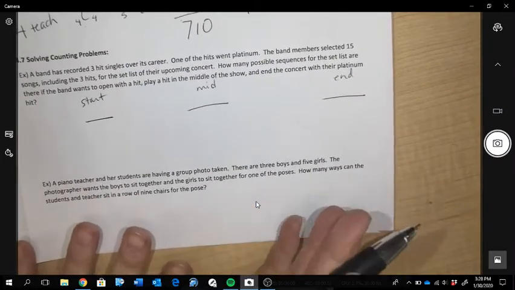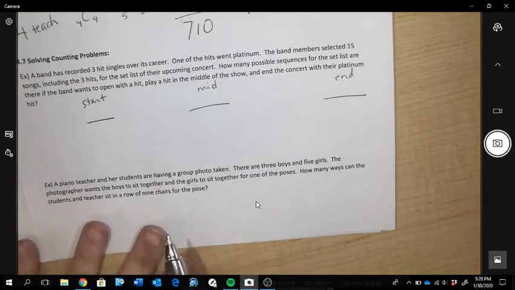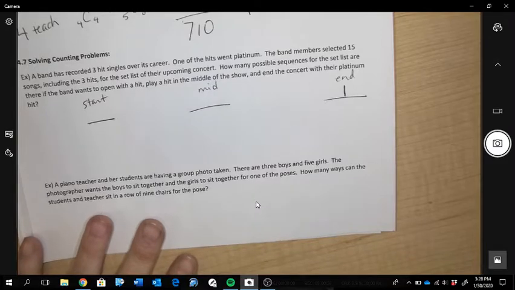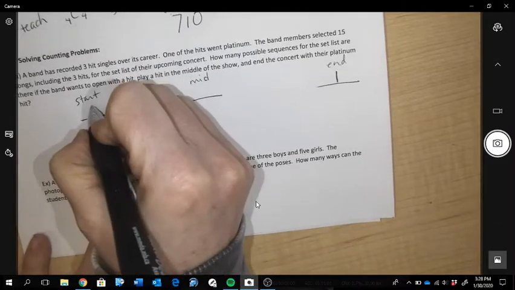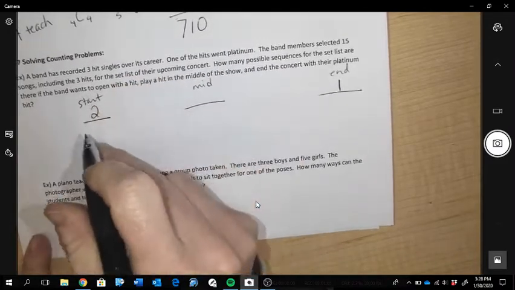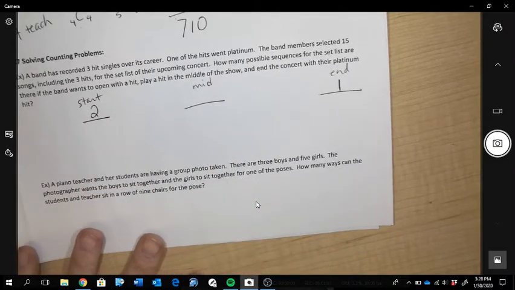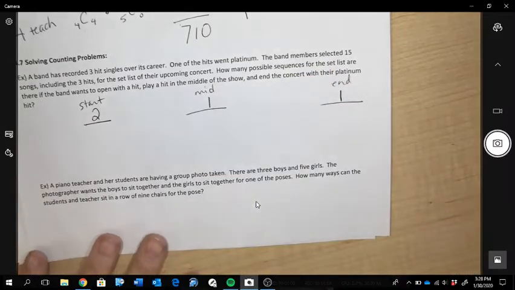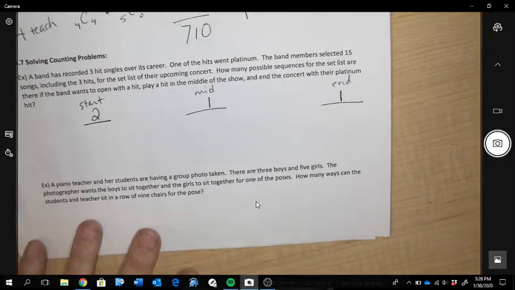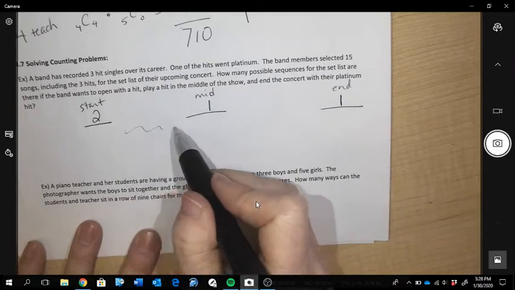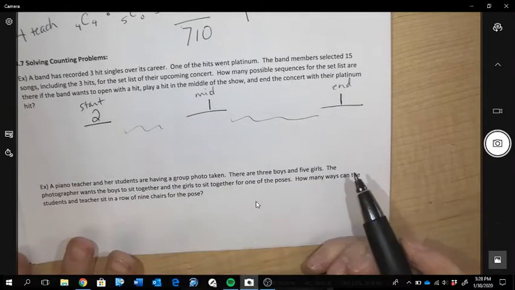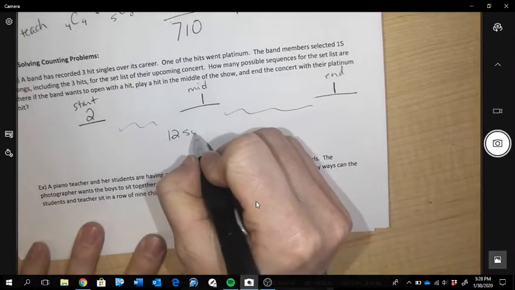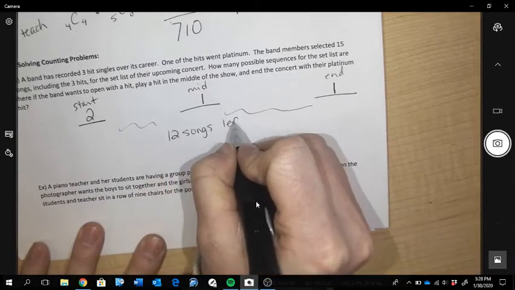Okay, so let's talk about these possibilities. So there's the 3 hits, 1 went platinum. So they're going to end the show with the platinum. So there's only one possibility in that spot. So to start the show, they would have 2 possibilities of their other 2 hits. And if they play one of them, then that leaves 1 option in the middle. Okay, so that's used up 3. So now in the rest of them, there's going to be 12 songs left.